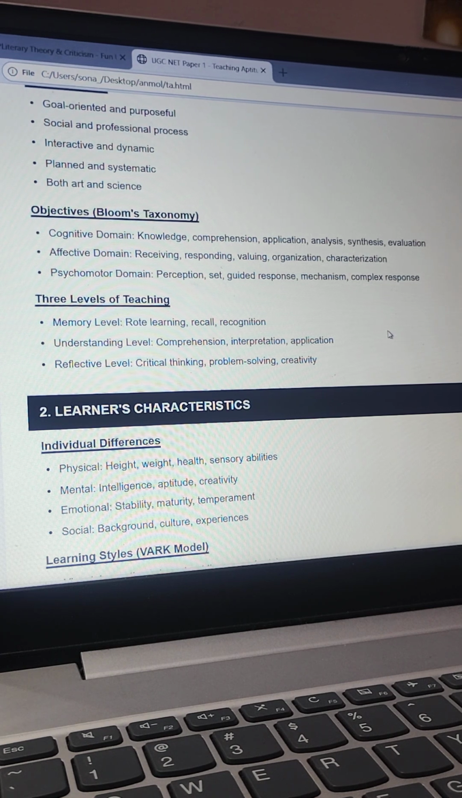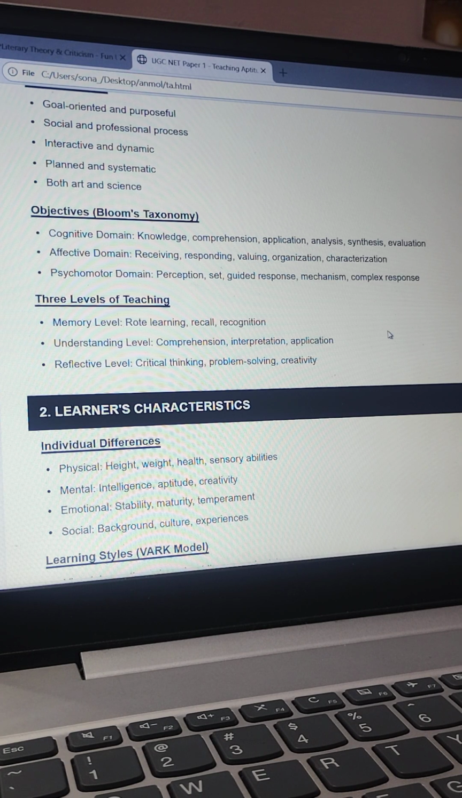We have three levels of teaching. In the memory level, we have rote learning, recall, and recognition, which is very basic. In the understanding level we have comprehension, interpretation, and application. And in the reflective level we have problem solving, creativity, and critical thinking.